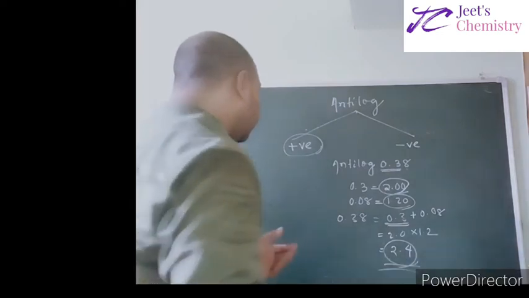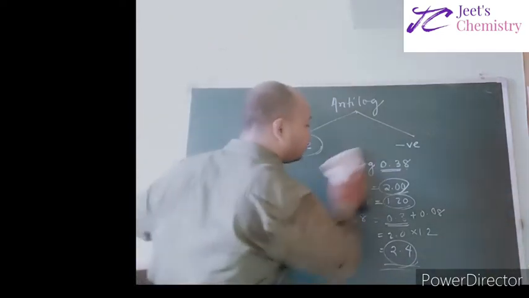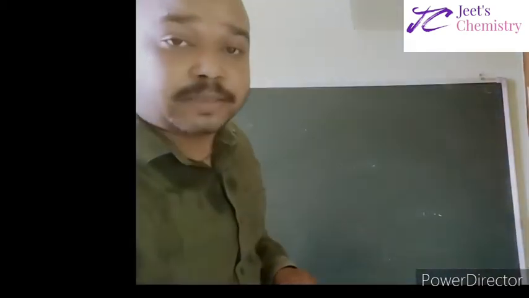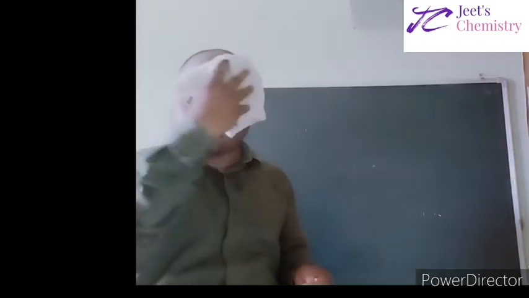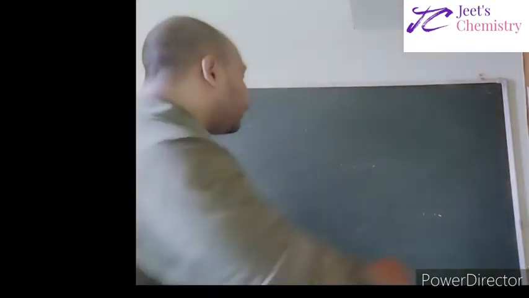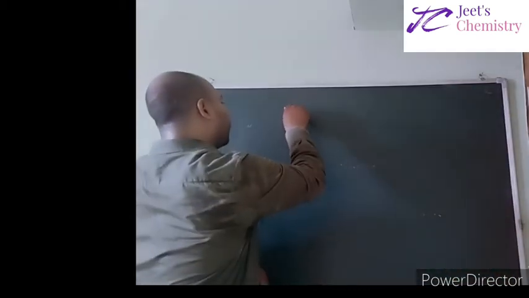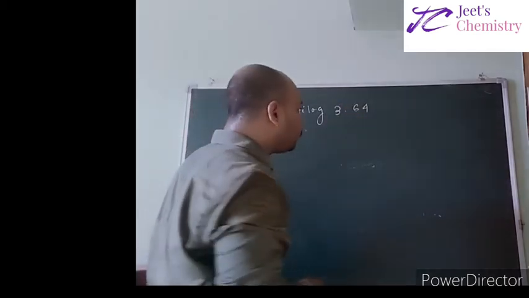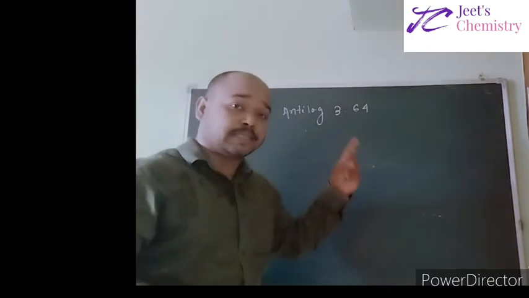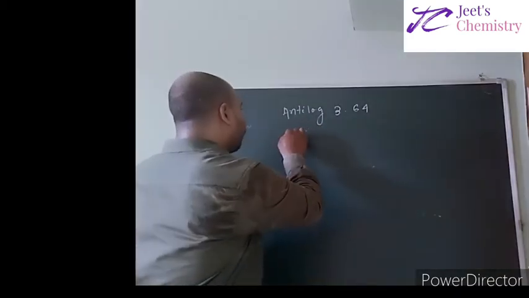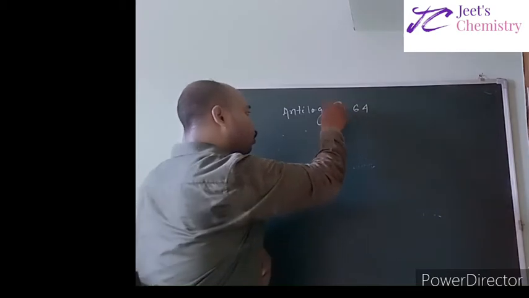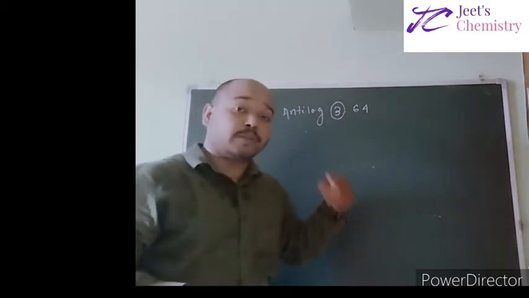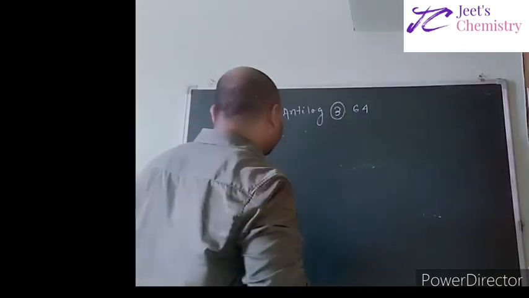Okay. In some cases, consider it is saying antilog 3.64. In that case, what will we do? Always remember the whole number, the number before the decimal, will be the power of 10.